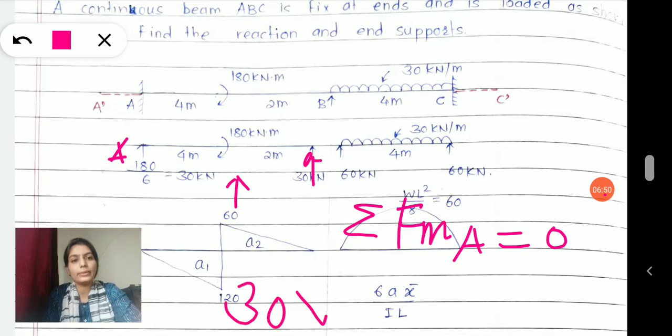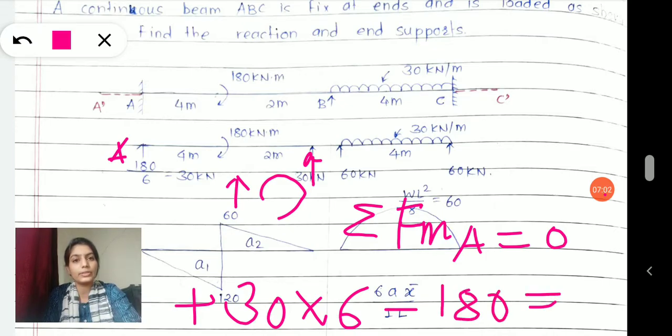30 into distance 4 plus 2, 6. That is making anti-clockwise. Anti-clockwise I am taking positive from the right hand side. Negative 180. That is a moment only. That's why no need to multiply it again with the force. That is a moment only, equals to 0.